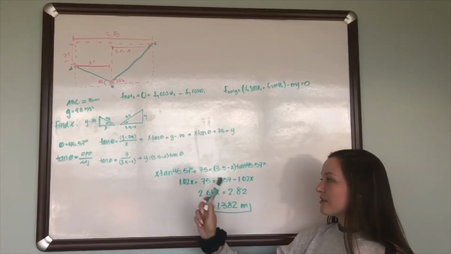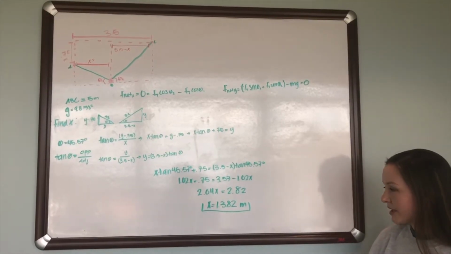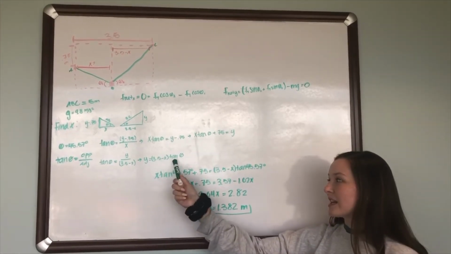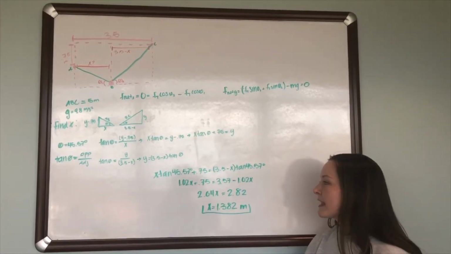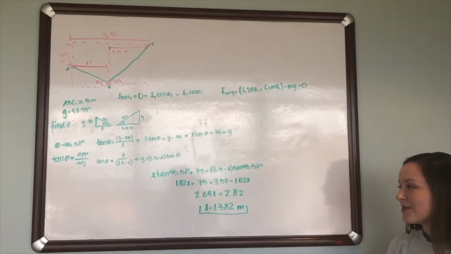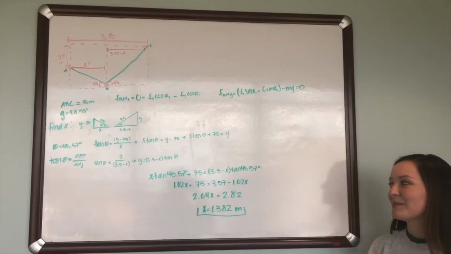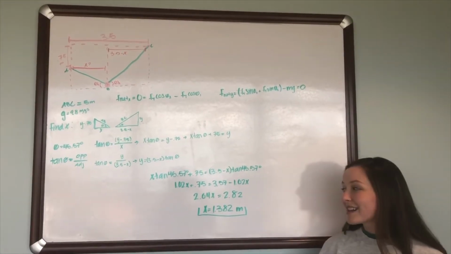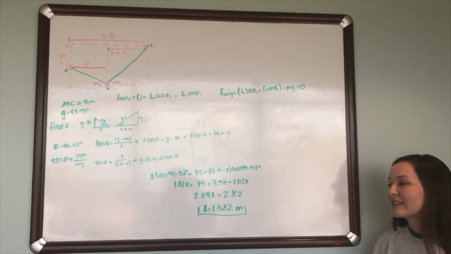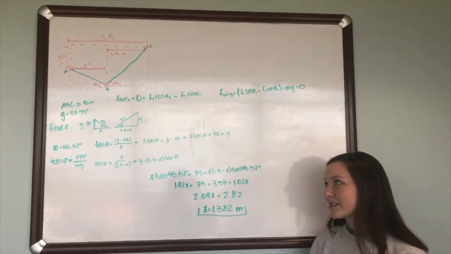So x tangent of 45.57 degrees plus 0.75 meters, which was that one, is equal to 3.5 minus x tangent of theta. And then we can manipulate that to be 1.02x plus 0.75 is equal to 3.57 minus 1.02x. And then 2.04x is equal to 2.82. And then we get x is equal to 1.382 meters.